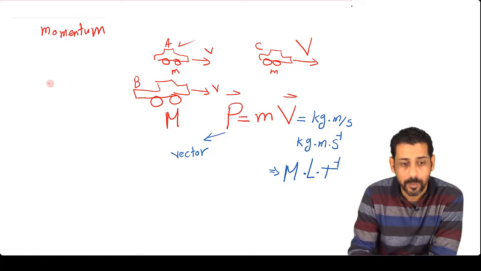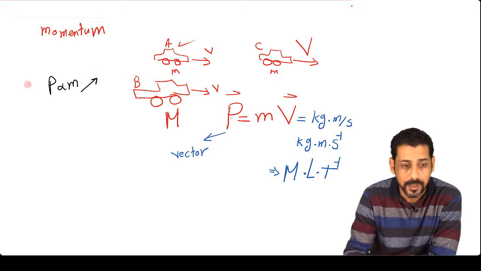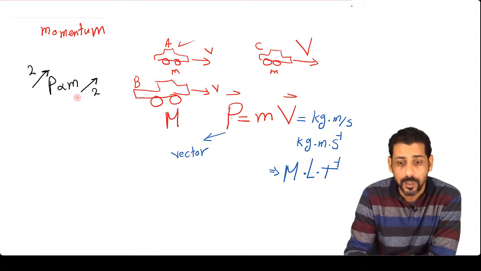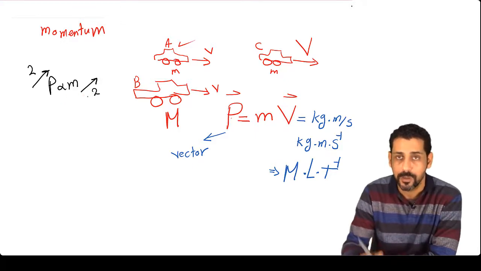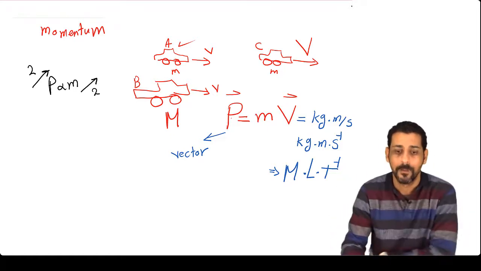What is the relation between momentum and mass? When the mass increases, the momentum increases as well by the same factor. When the mass is doubled, the momentum is doubled. This is true if the velocity is constant. So momentum and mass are directly proportional, which means when the mass increases, the momentum increases as well.